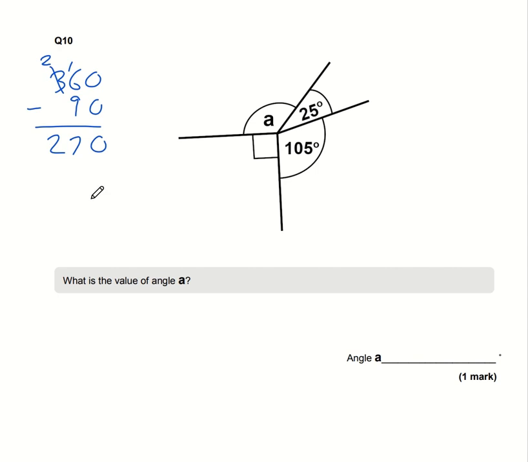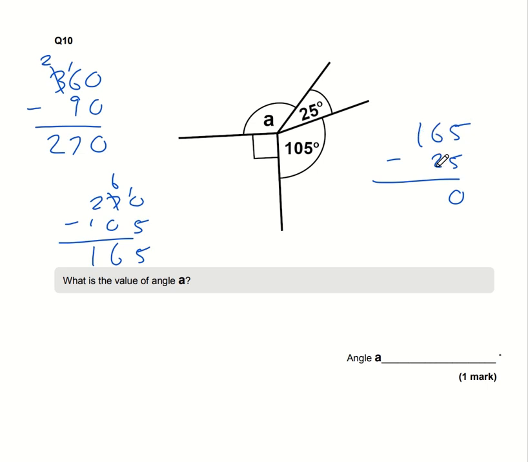Let's take off the 105. 270 take away 105: 7 becomes 6, 0 becomes 10, 10 minus 5 is 5, 6 minus 0 is 6, 2 minus 1 is 1. And let's now take off the 25: 5 minus 5 is 0, 16 take away 2 is 14, so that angle there is 140 degrees.